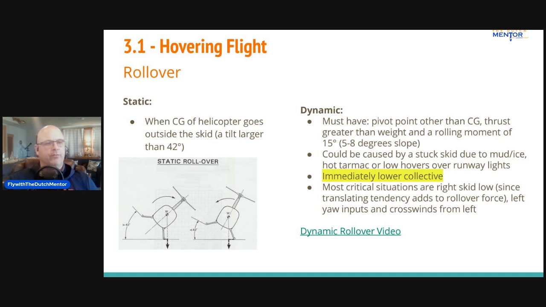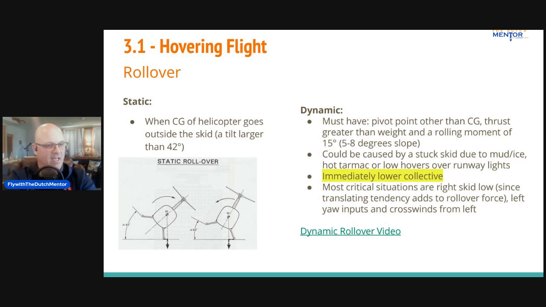One of the things that we always have to be mindful about is the dynamic rollover, and we're going to use a very straightforward rule: anything with a slope of more than 5 degrees is something we need to be mindful about, because we can cause what we call a static or dynamic rollover. A static rollover is when the center of gravity goes outside of the skid, while the dynamic rollover is more when you are stuck on one skid and you're moving in the direction of the stuck skid.